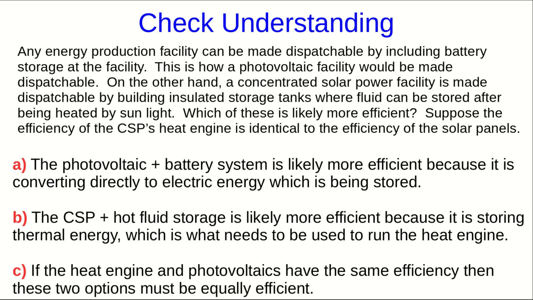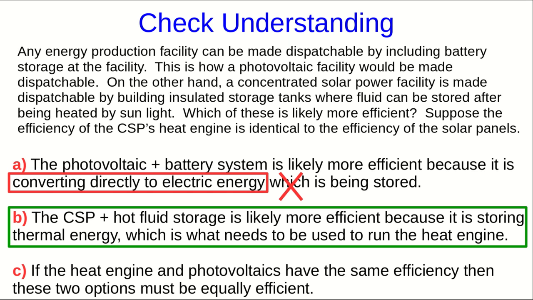And hopefully you see that A is definitely incorrect. You are not storing electric energy in the batteries. Batteries store chemical energy. So what's going on here is first the photovoltaics convert light energy to electric energy at a low efficiency. Then you convert that electric energy to chemical energy in your batteries at a low efficiency. And then you convert that chemical energy in your batteries back to electric energy again at a low efficiency. So this will be hugely inefficient compared with CSP, where you are converting light energy into thermal energy once, and then that is being converted into electric energy in your turbine and generator.